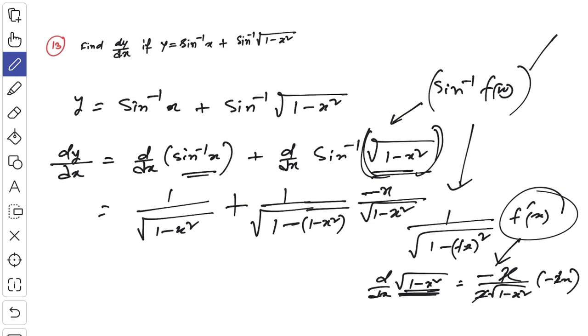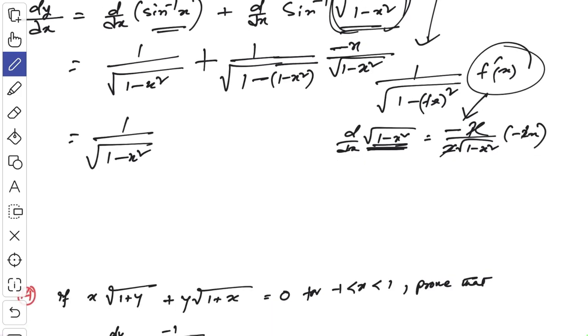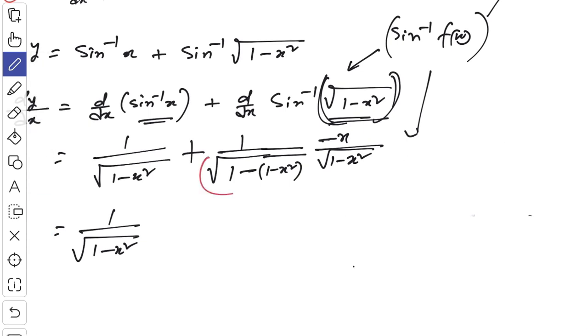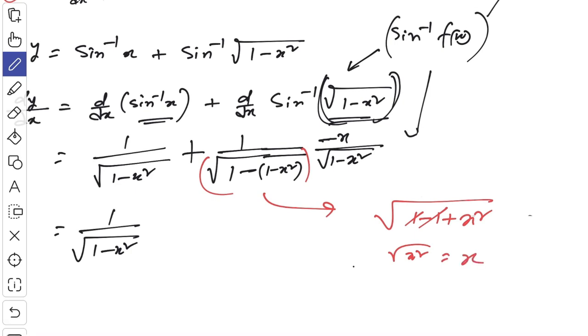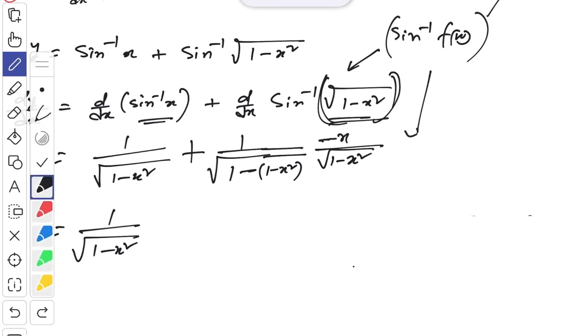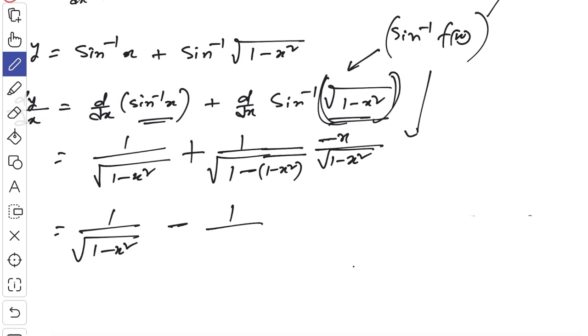Hope you have understood this part. Now if you simplify this, then what you will get? Now here root over 1 minus x squared. Now you see, from this part, if you simplify under the root, you will get 1 minus 1 plus x square, isn't it? So here minus 1 plus 1 gone, root over x square is nothing but x. So this term will be equal to x, and this x will be cancelled with this one. Hope you have understood this. So I'm not going to show all of this. So here you see, then you will get minus 1 by root over 1 minus x square. So that's going to be equal to 0.